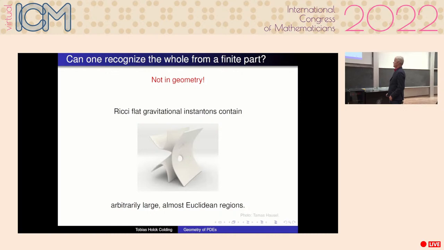In geometry, this is not a standard thing either. A sort of famous example of this is what's called gravitational instantons. These are Ricci flat manifolds, and you have Ricci flat manifolds where you have arbitrarily large pieces that are as close to Euclidean pieces as you want. Okay. So if you're looking at them at certain spots, you would think that this is just flat Euclidean space, but it's not at all flat.